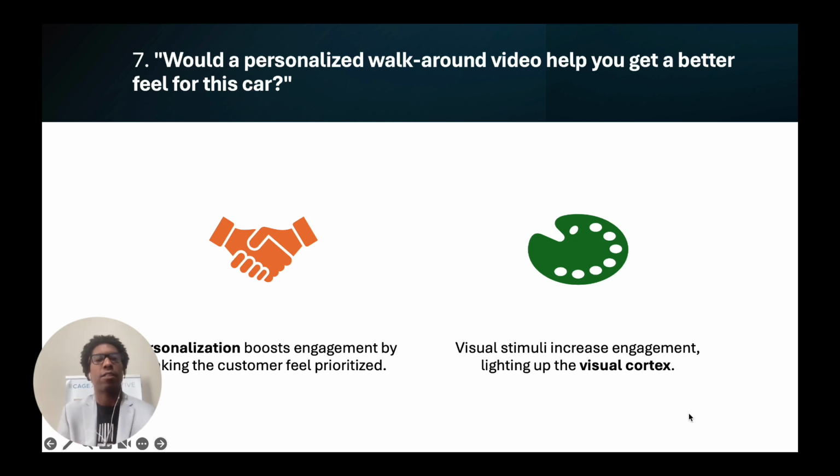by making the customer feel prioritized. You're making the customer feel important by saying, hey, I'll go ahead and do a video walk around, or we can do a virtual call, if that helps you get a better feel for what you want. I love this, y'all. This is all about experience. Can I talk about that real quick?